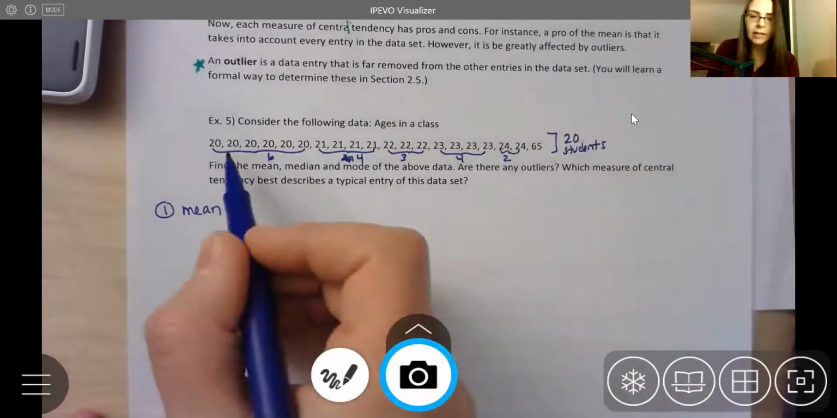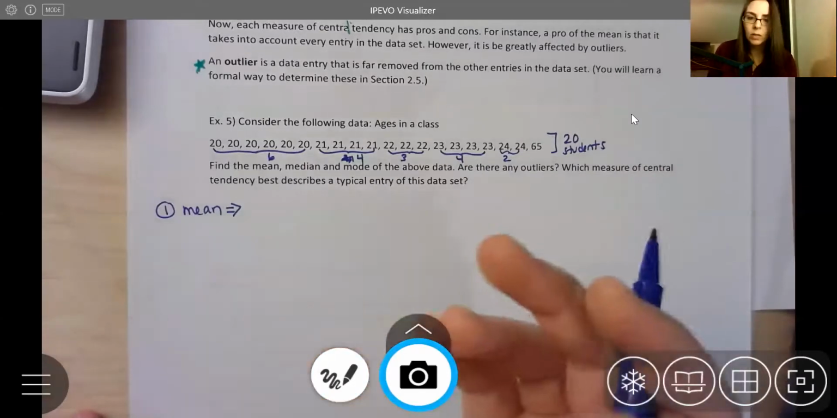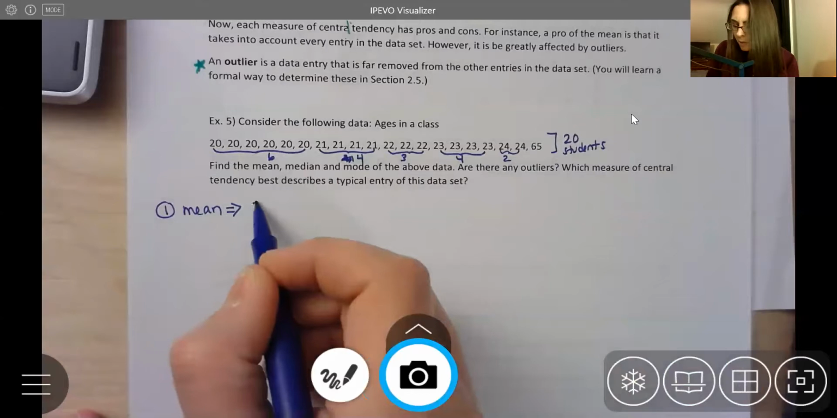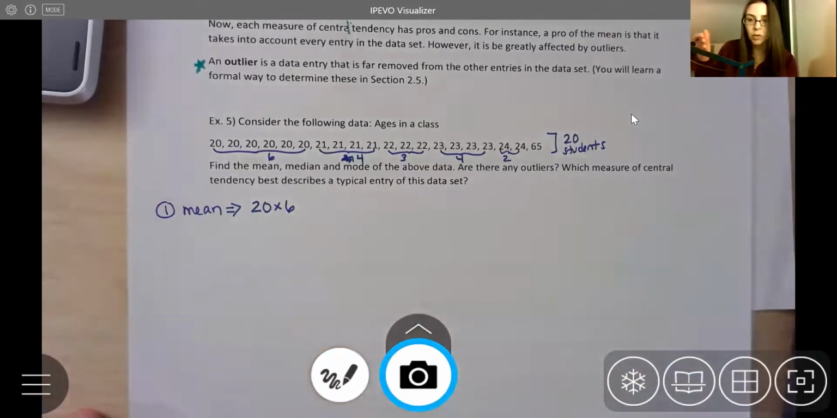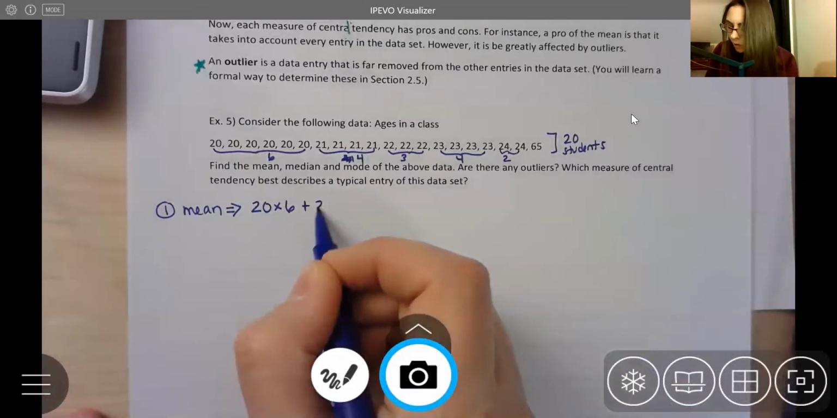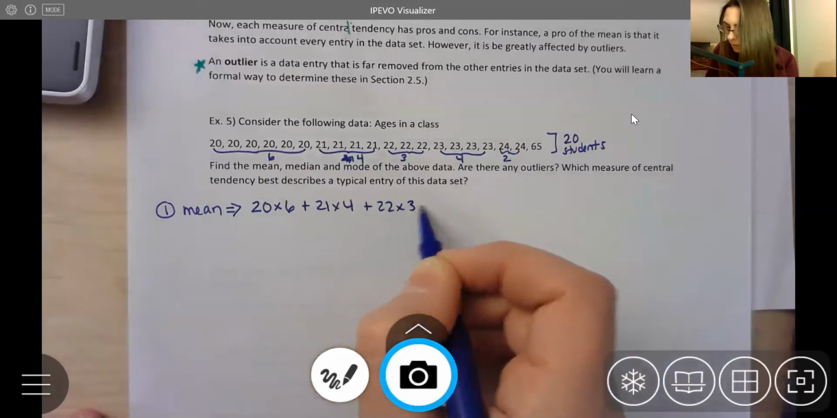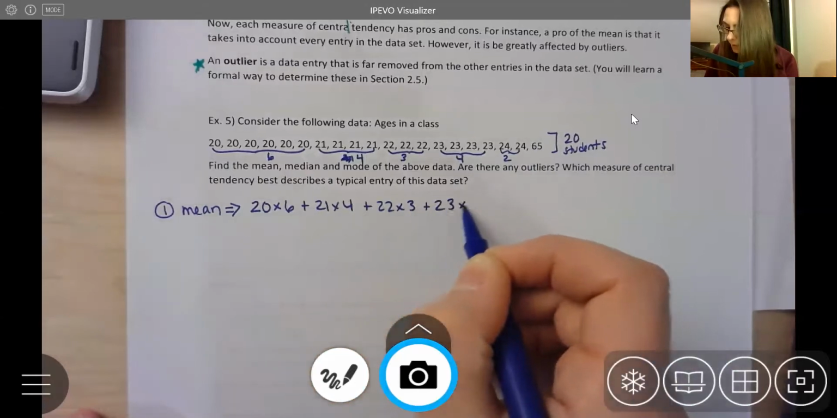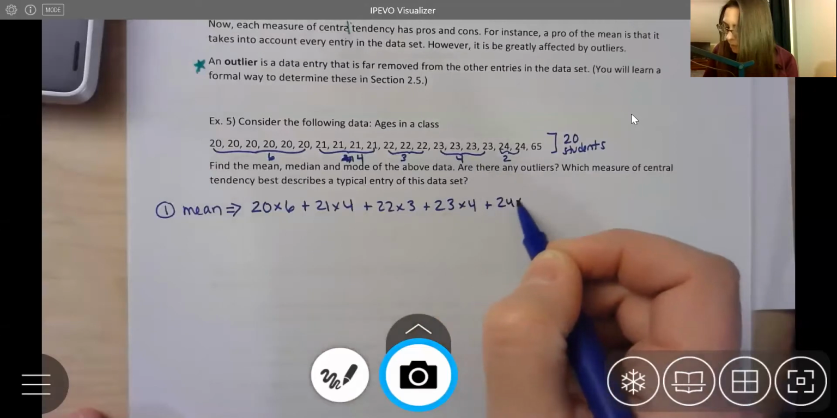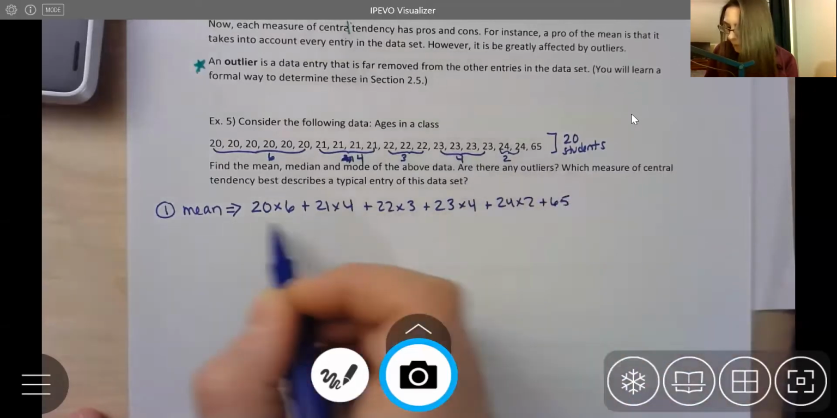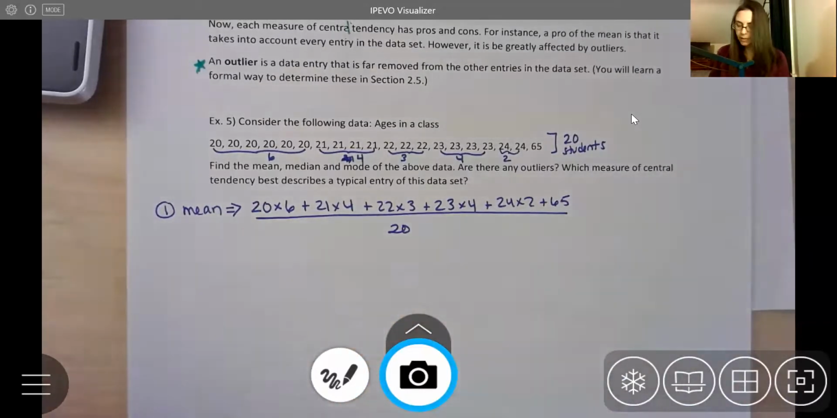So what I could do is write these out, 20 plus 20 plus 20 plus 20 plus 20, if I want to. Or I know I have 6 of them, so you can take a shortcut and do 20 times 6, right? Because I'm going to write that 6 times, plus 21 times 4, plus 22 times 3, plus 23 times 4, 1, 2, 3, 4, yep, plus 24 times 2, plus 65. And I'm going to go ahead and divide that by the 20. So let's see what we get.